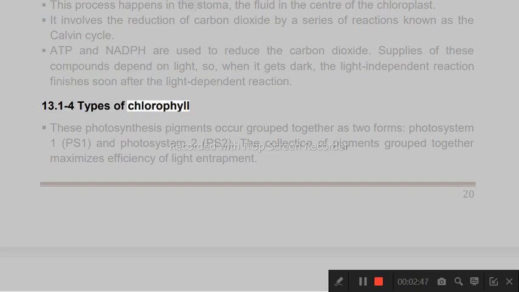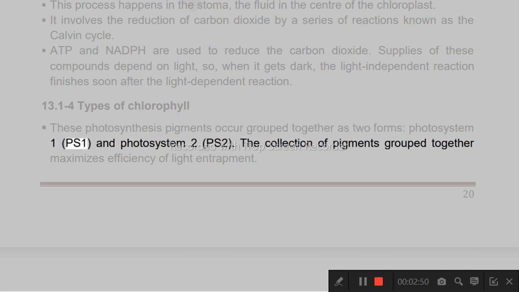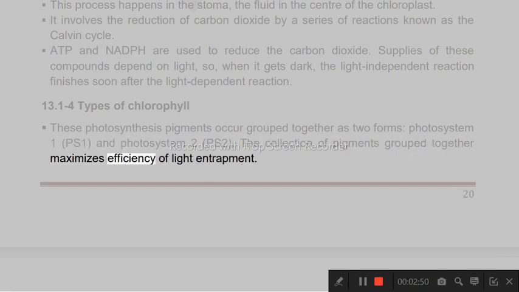13.1:4 Types of chlorophyll. These photosynthesis pigments occur grouped together as two forms, photosystem 1, PS1, and photosystem 2, PS2. The collection of pigments grouped together maximizes efficiency of light entrapment.